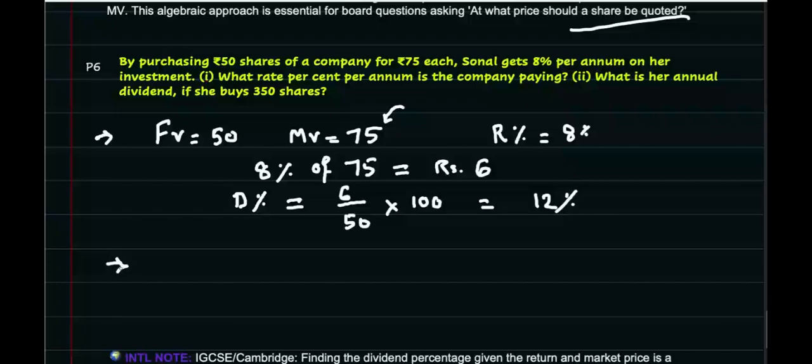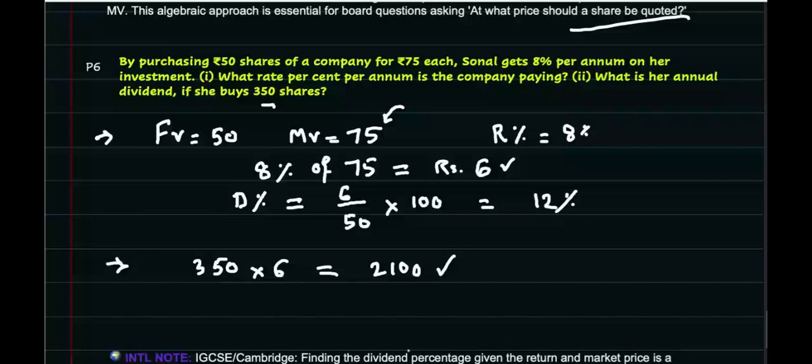Second point is, what is her annual dividend? If she buys 350 shares, so the number of shares is 350. For one share they are getting rupees 6. So for 350 shares, how much dividend? 350 into 6. So that will be equal to 2100. This is the total dividend she is getting from the 350 shares.